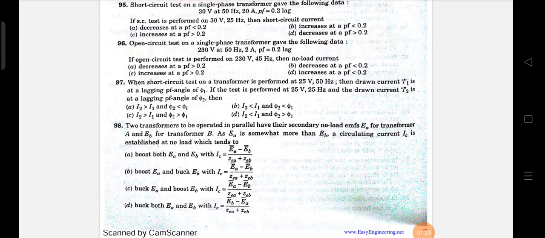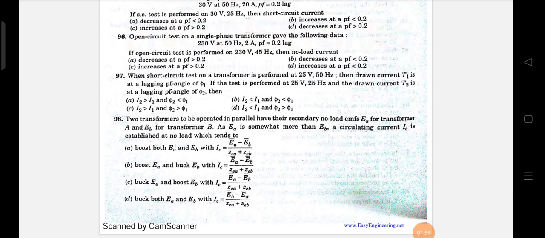Next, 96th question. An open circuit test on a single phase transformer gave the following data: 230 volts, 50 hertz, 2 amperes, power factor 0.2 lagging. If the open circuit test is performed at 230 volts, 45 hertz, then the no load current, again frequency is reduced, right? When frequency reduces, again B maximum increases. When B maximum increases, current increases.